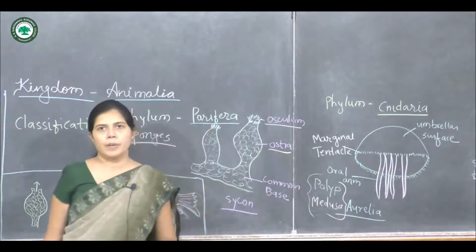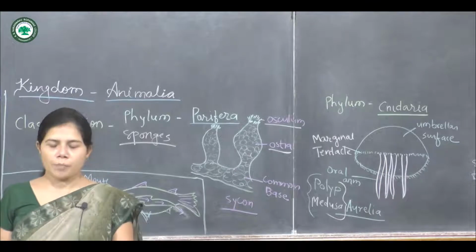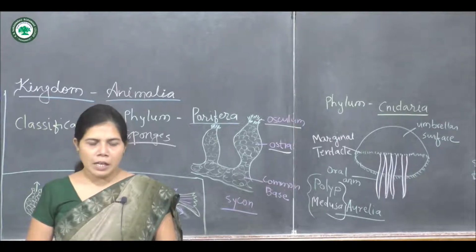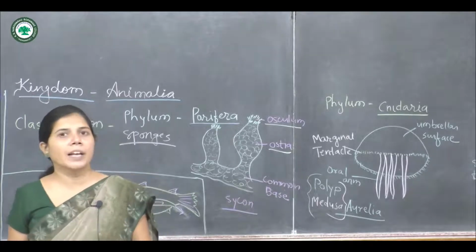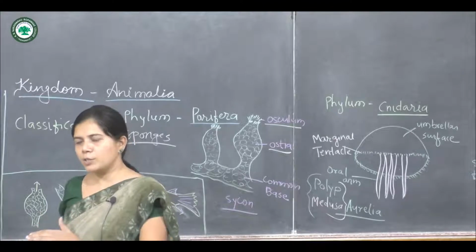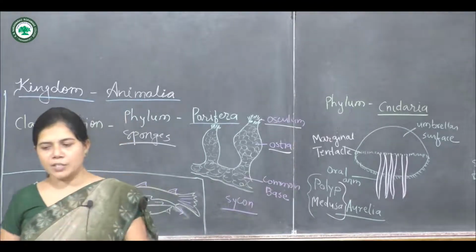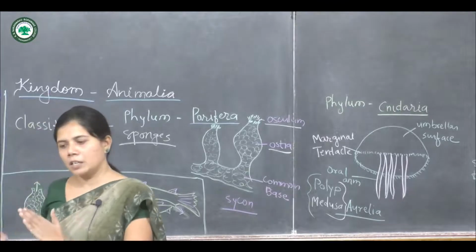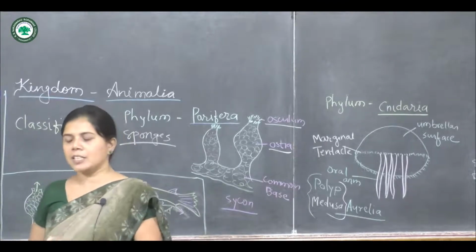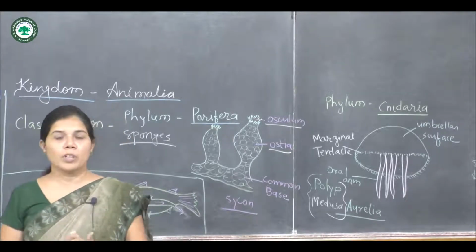So polyp and medusa are the two body forms. The polyp is a cylindrical form and the medusa is an umbrella-like body form. The body cavity carries out circulation as well as digestion, and hence it is known as the gastrovascular cavity.